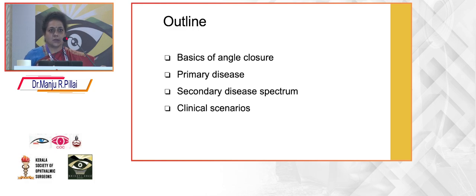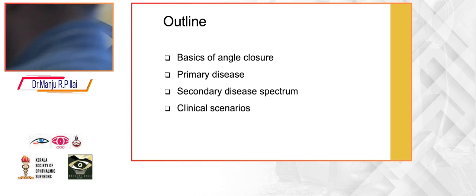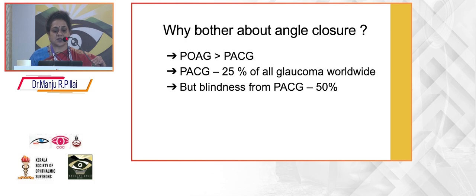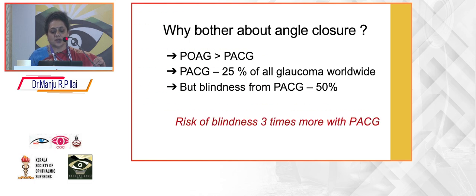I have outlined my talk as basics of angle closure and primary disease, secondary disease spectrum, and some clinical scenarios with some case presentations. So why should we bother about angle closure? Because POAG is more common than PACG, and PACG accounts for 25% of all glaucoma worldwide, but blindness from PACG is 50%. So the risk for blindness is 3 times more with PACG than POAG.